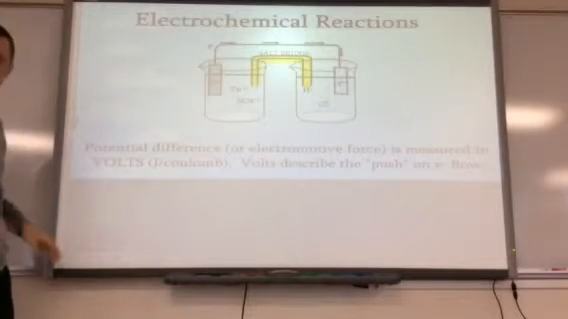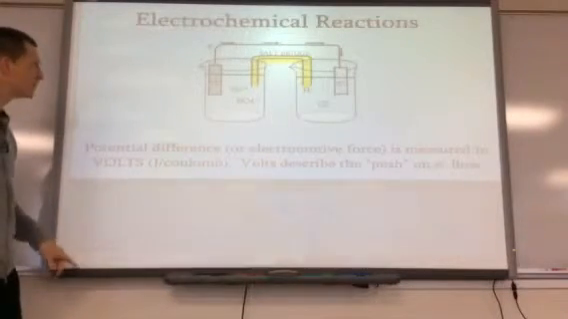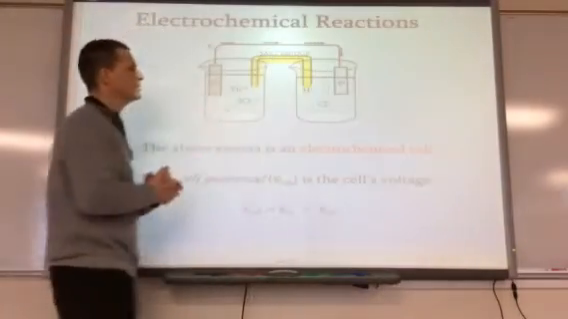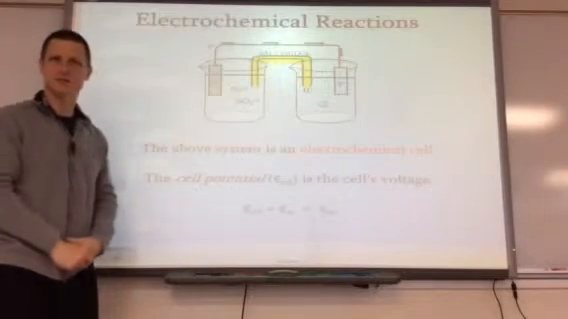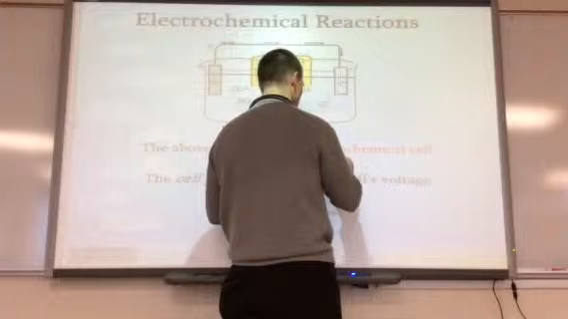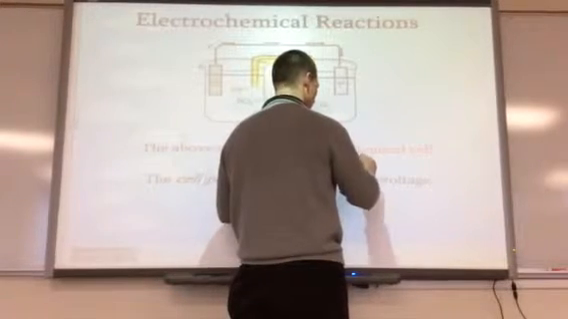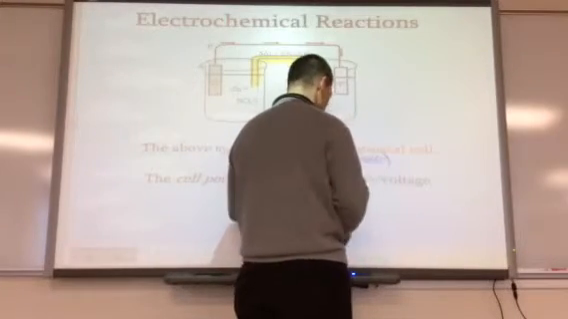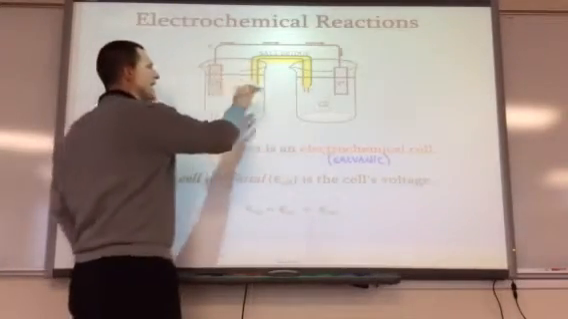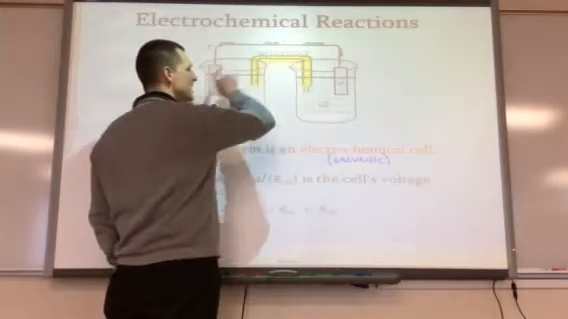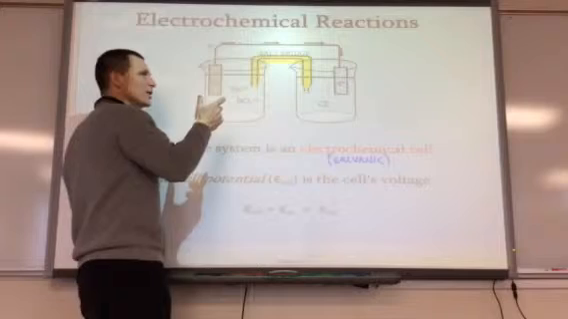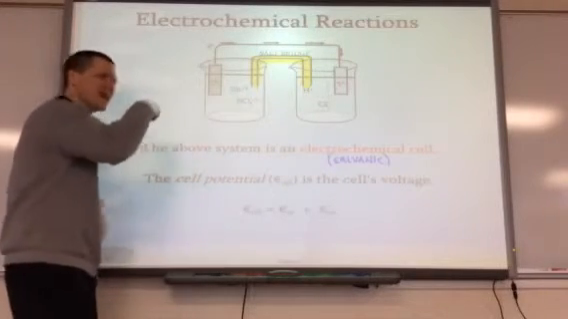And just continuing more terms. Are we good with this slide? So this whole system is an electrochemical cell, also known as a galvanic cell. The opposite is like electrolysis. Yeah, we'll do electrolysis in this chapter too. A galvanic cell always needs a spontaneous reaction. It's a spontaneous flow of electrons. When you do electrolysis, you send the electrons in the non-spontaneous direction.